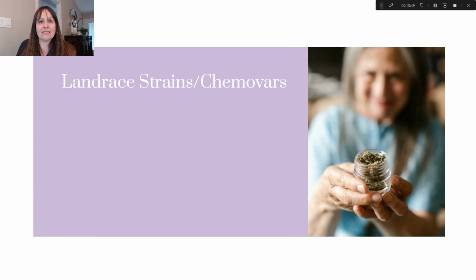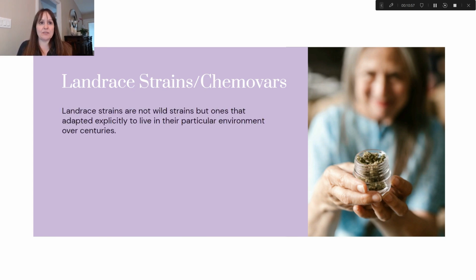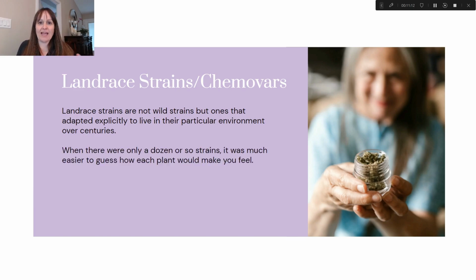Let's take a look at another term that might be new for you, and this is called a landrace strain or a landrace chemovar. And what are landraces? Landraces are strains that are not wild necessarily, but they've been grown in the same environment for sometimes hundreds of years. So they get extremely well adapted to growing in that particular environment. And that's where, when we were talking about those dozen or so strains that we used to have, they were all cannabis growing in Thailand and Mexico and Colombia and all over the place. And they were, again, probably more predictable.